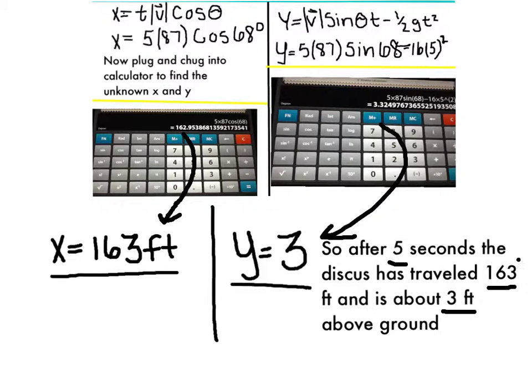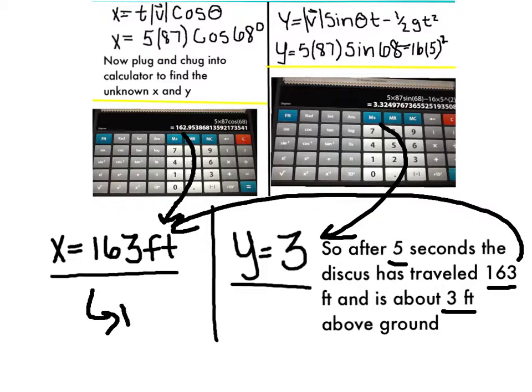So these equations help you find the relative distance, and y helps you find where the discus is at that certain amount of time. So after 5 seconds, the discus will be at about 3 feet above ground.